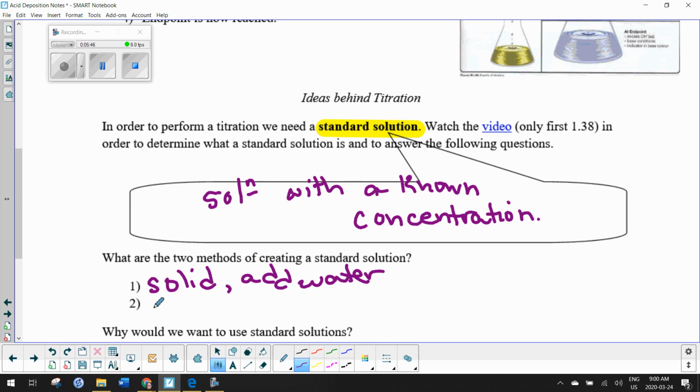Number two, if you have a liquid originally, because some of the chemicals we get come in a liquid form, in order to create a standard solution from that liquid, we again have to add water. Essentially, we'd be diluting it to the known concentration that we want.